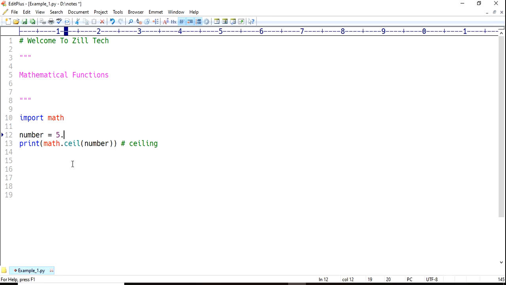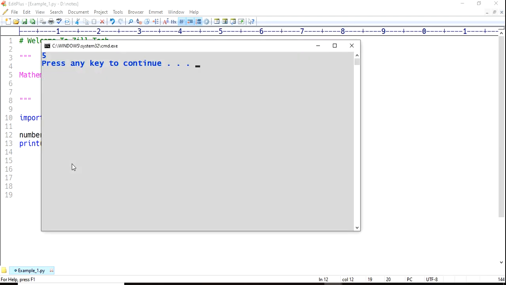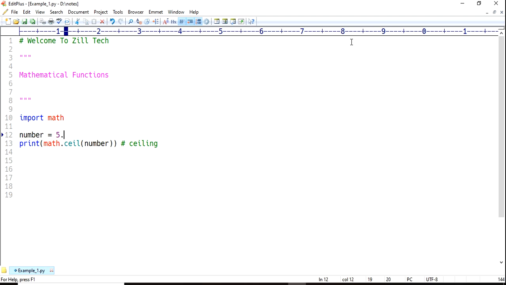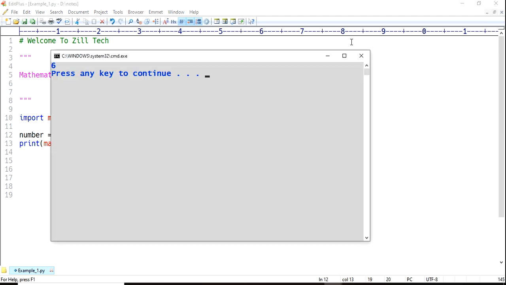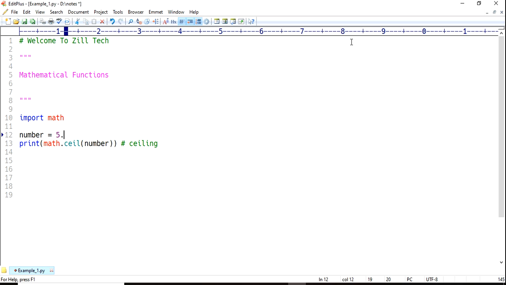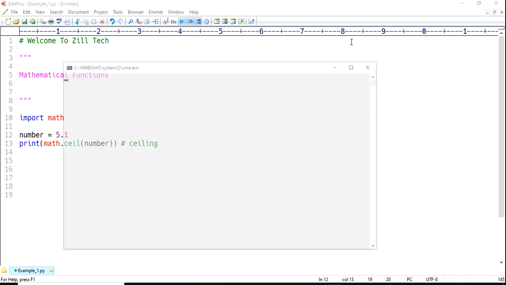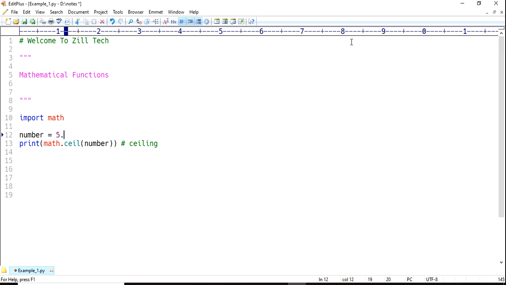If you give 5.3, the nearest is 6 always. It will go to 6. It always rounds up. If you give 5.1 also, it goes to 6. It is all about the nearest upper value.